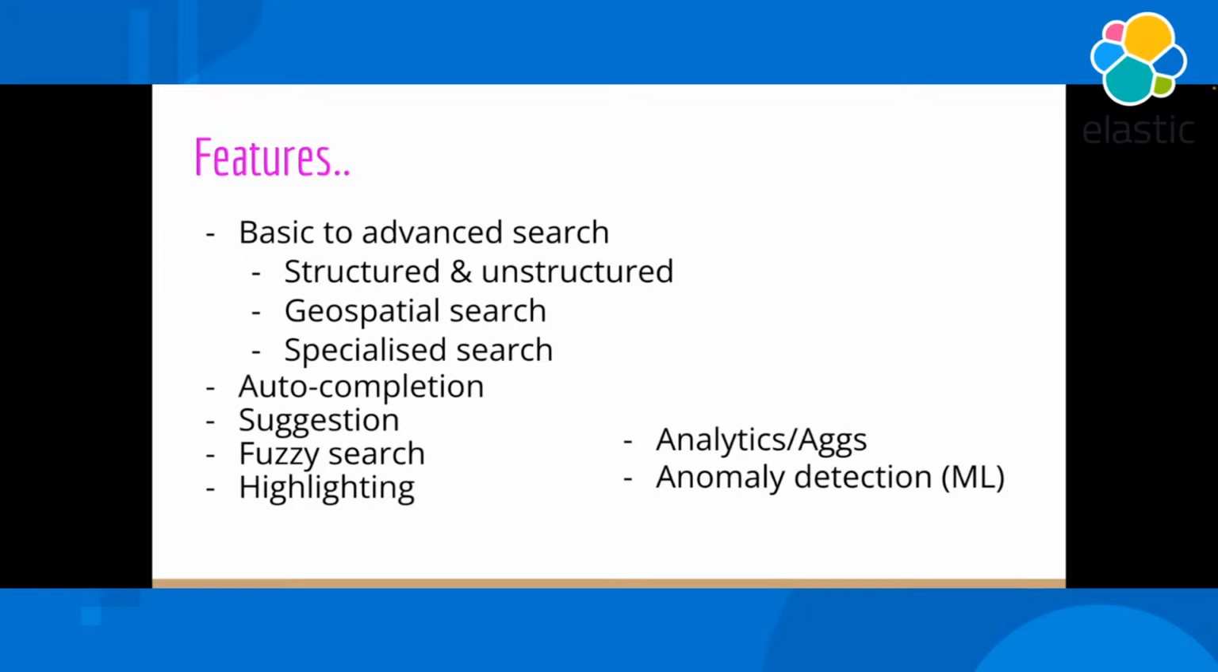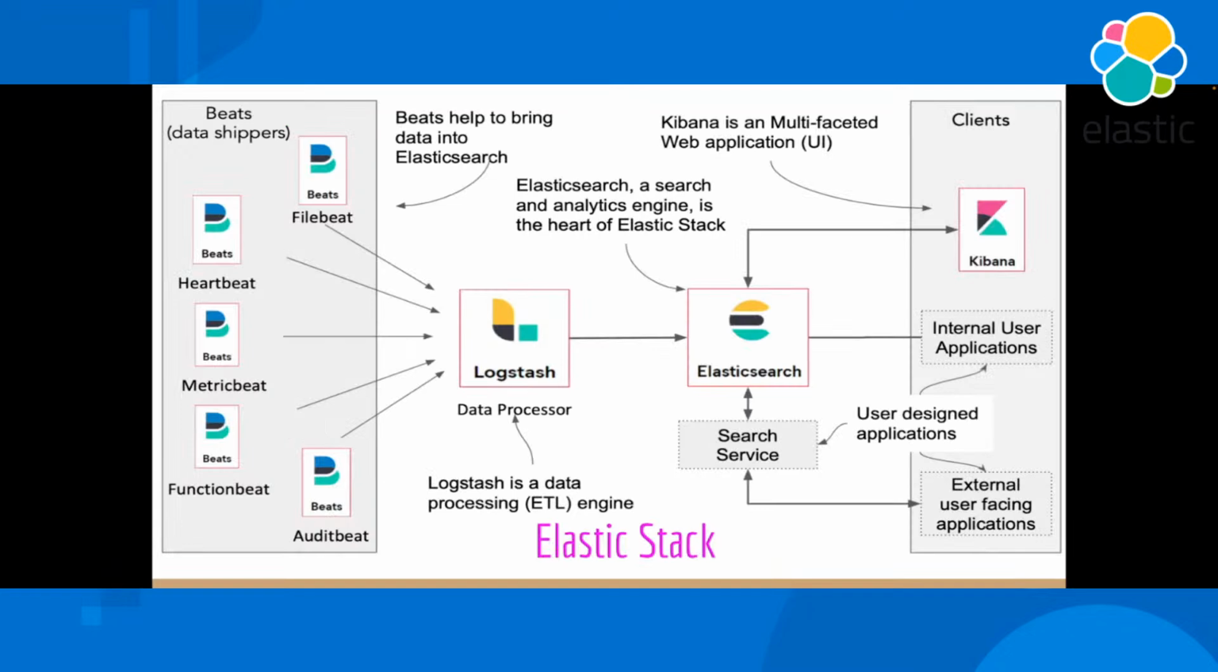On the analytics and aggregation side, obviously you are amassing the data. You can start using analytics on top of that data to find the business intelligence in that particular data. Anomaly detection is also one of the features of Elasticsearch, using machine learning models. And again, as I said, there are a multitude of features that we don't need to worry about at all.